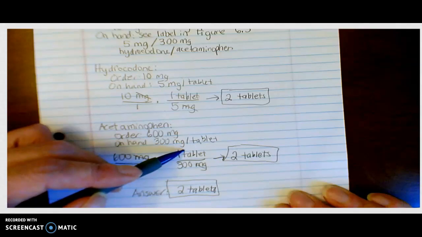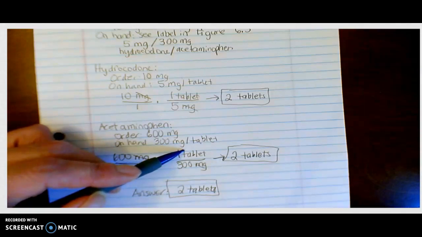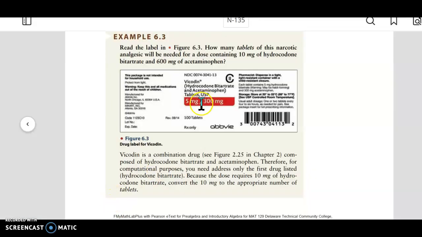We would have to go to the prescribing physician and ask what they would like us to do, because they're either going to change the order, or they're going to tell you to use a different formulation instead of the label that we were looking at. I'll show that label one more time. Because this label has 5 and 300, we can only have that ratio of hydrocodone and acetaminophen. That's actually how the textbook explains this.